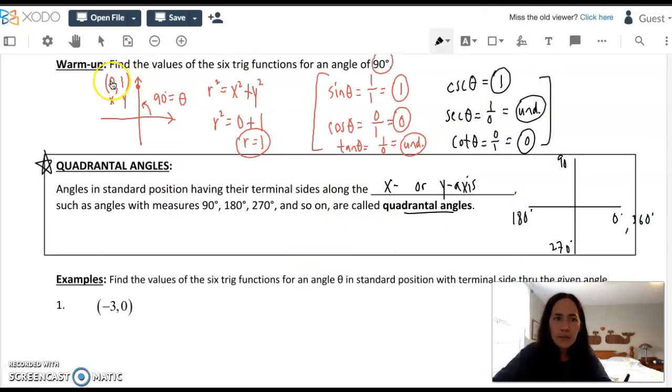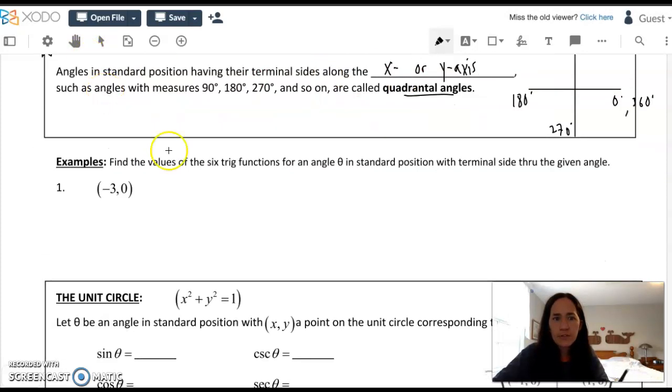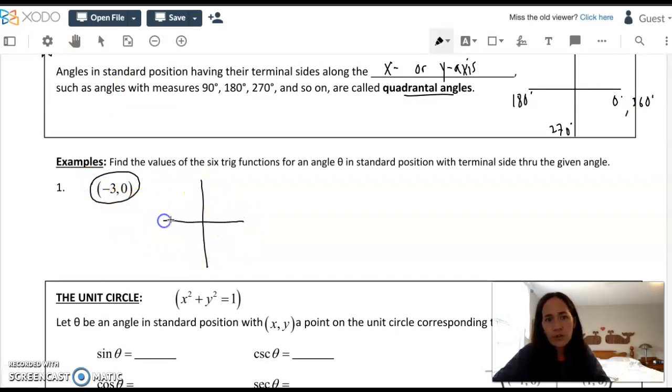Did we need to pick the point 0, 1? I was saying in the warm-up we could have picked 0, 7 or 0, 11. Would this point, because one of the coordinates is 0, fall along a quadrant line? Well, sure, the whole process should work regardless of what this value is for x. Well, -3, 0 is important, right? Because you know it's going to fall right along the negative x-axis. And the angle is quadrantal, right? Here theta would equal 180 degrees in standard position.